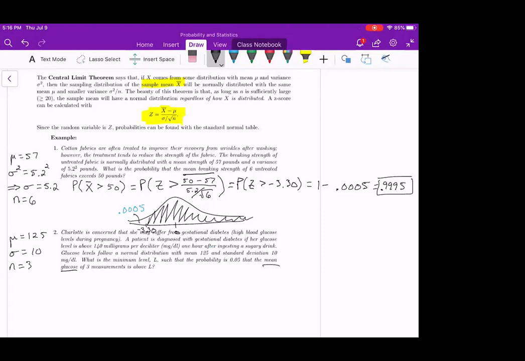So there's 3 measurements, so that's my N. I want the probability with respect to a mean, so I want to know the probability that X bar is above L. We know that that answer is 0.05 because that's what's given to us. The probability is 0.05 that the mean is above L. So for this one, we want to work backwards in order to figure out what the value of L is.